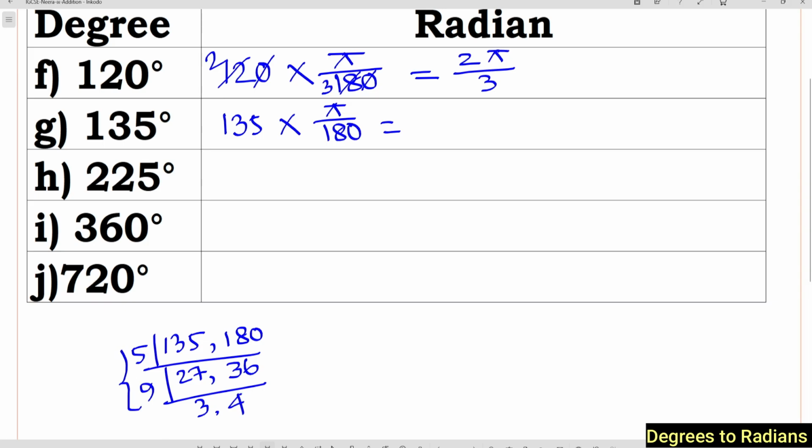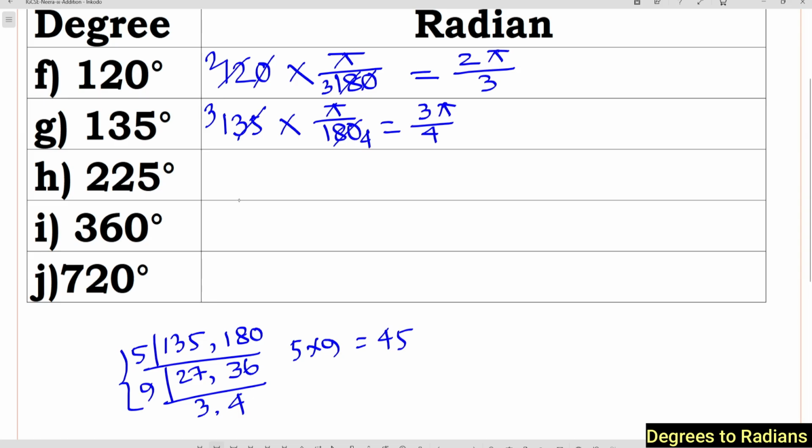So the common divisor is 5 times 9, which is 45. If we divide 135 by 45, we get 3. And if we divide 180 by 45, we get 4. Our result will be 3 pi divided by 4.